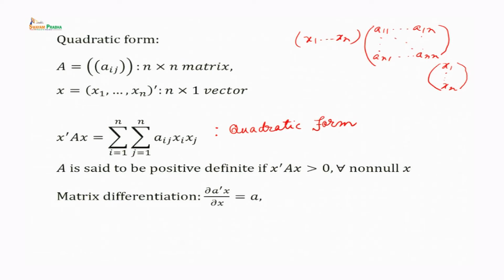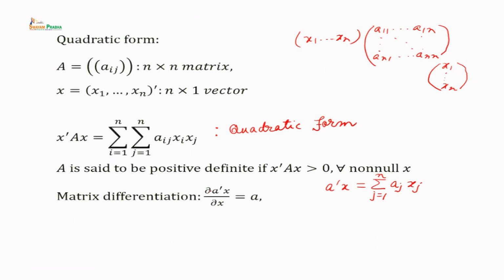Now, at some places we will use some of the matrix differentiation results. Of course, I am not going to give you detailed derivation, I am just giving you the results. Suppose you have a vector A of order n cross 1, and x is also of order n cross 1. Then A transpose x is equal to summation j equal to 1 to n a j x j.